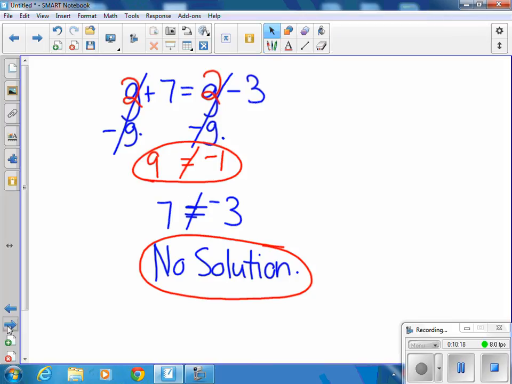That is your answer. You still have to justify what you did. You still need to show your work. Make sure that you're showing you're subtracting a g from both sides, and you came up with the inequality, meaning it is not equal, and therefore there is no solution.